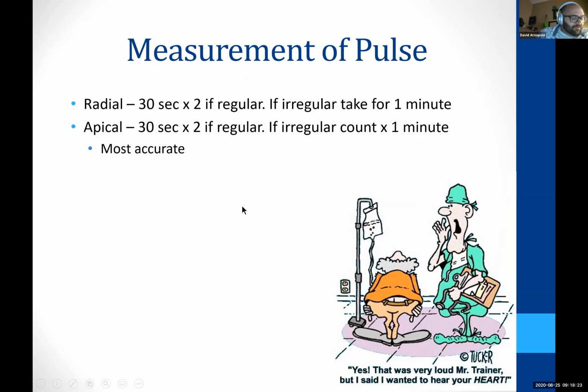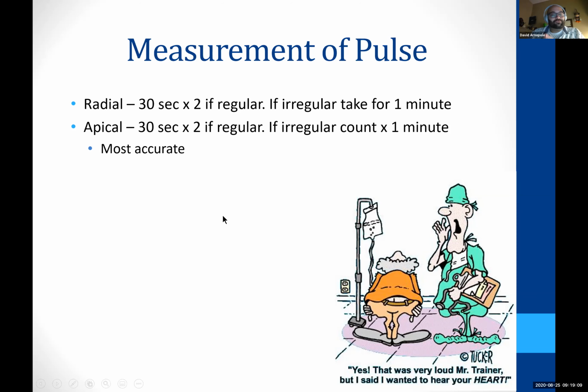All right, measurement of a pulse. This is per your textbook. Your radial pulse is checked for 30 seconds. If it's regular, meaning beat, beat, beat, you can check it for 30 seconds and then multiply the number by 2. You can do that with an apical too. Let me give you this right now: if anything is off, if you get to 29 seconds and it feels off, do the full minute. Absolutely do the full minute, because you don't want to be wrong because you guessed at the 30. The textbook does not say 15 seconds times 4. The textbook does not say 10 seconds times 6. It says 30 seconds times 2 if regular.